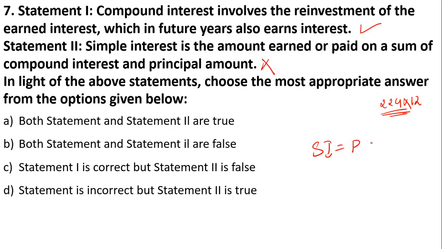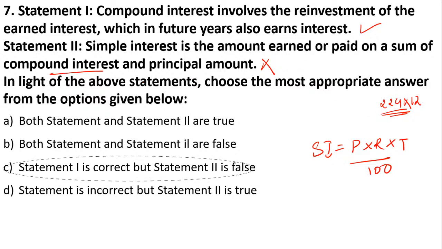Because what is simple interest? It is P into R into T upon 100. Did this formula anywhere talk about the compound interest? No, in the simple interest formula, compound interest does not come. So it is the amount earned or paid on a sum of compound interest. No, this statement is absolutely wrong. So the right answer is option C.